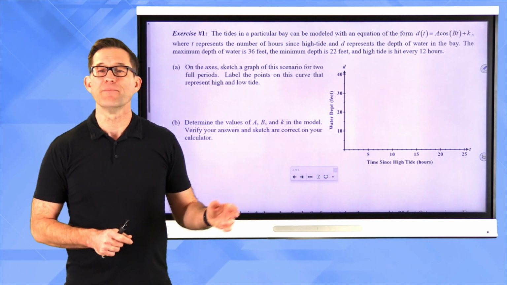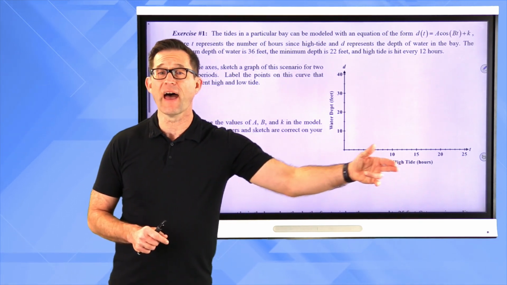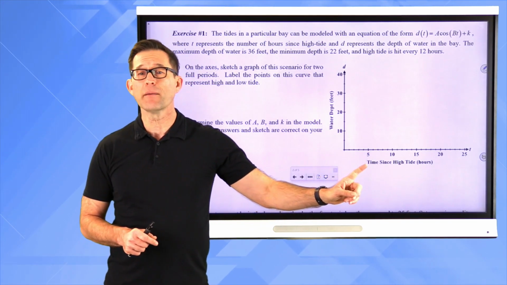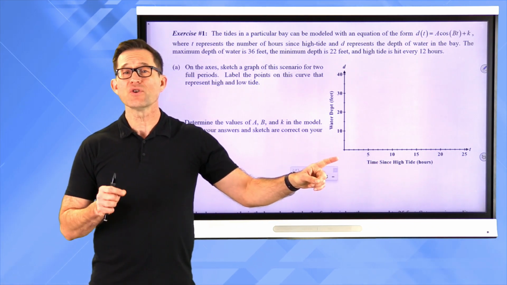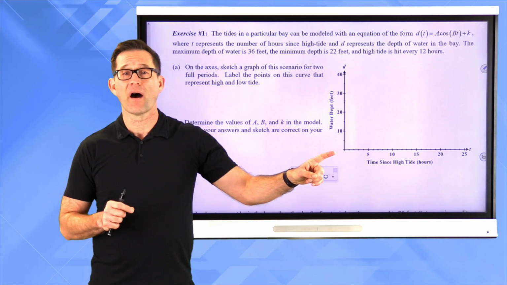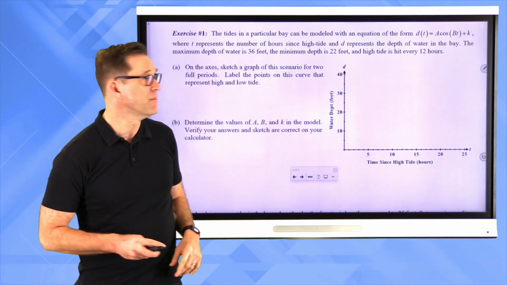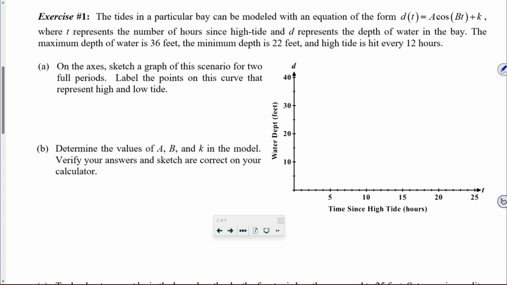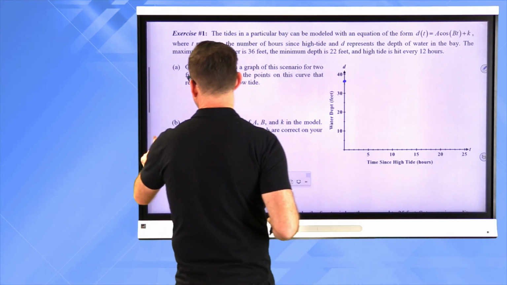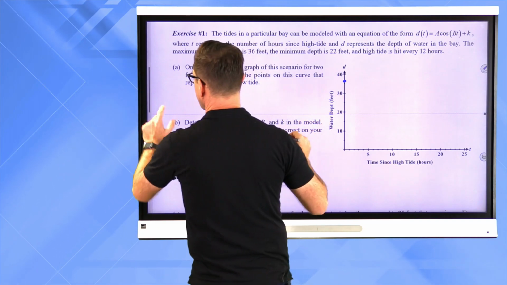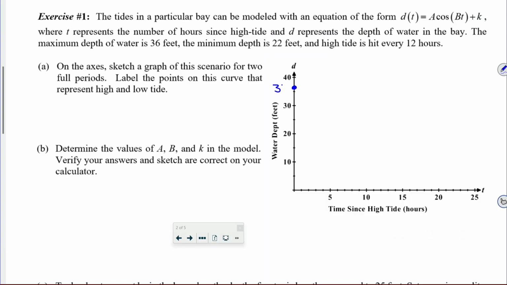Well, please note, the x-axis, or better yet, the t-axis in this case, is the time since high tide. In other words, when t is equal to 0, we should have the depth of the water at high tide, which is 36 feet. So I'm going to throw that on right away, and I can only do it approximately, but that should be just a little bit north of my 35. I'll put in 36 right here so I can just see it.